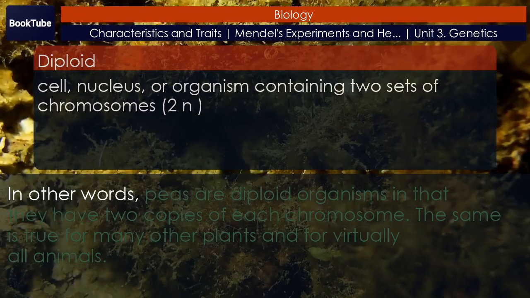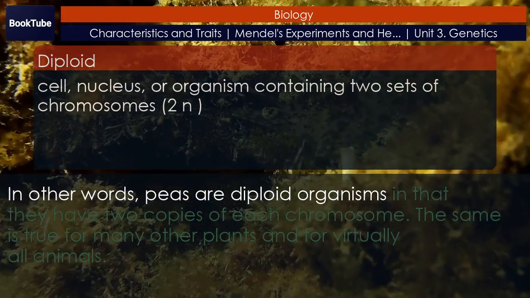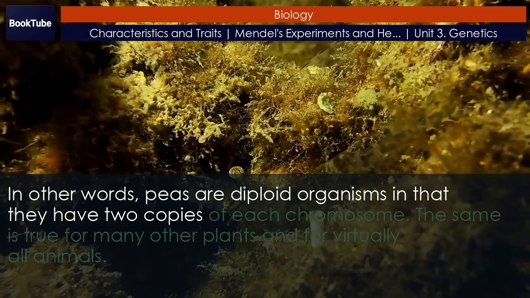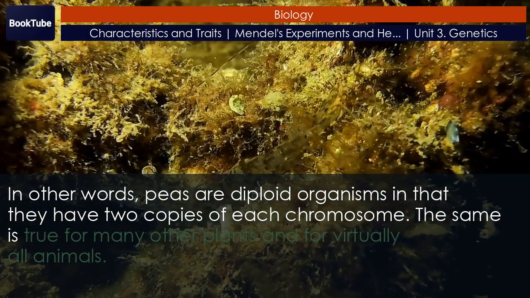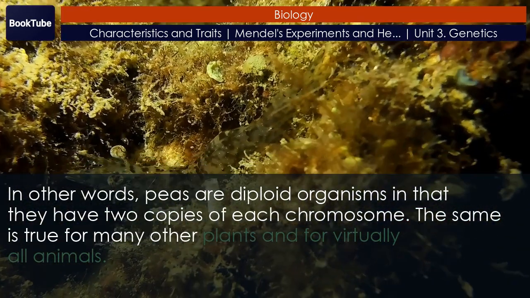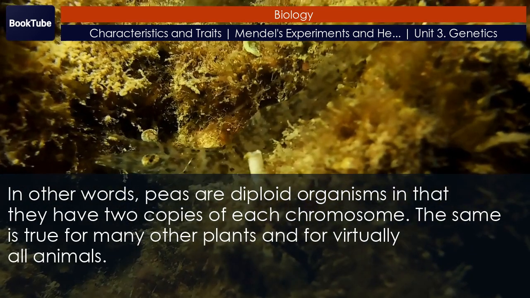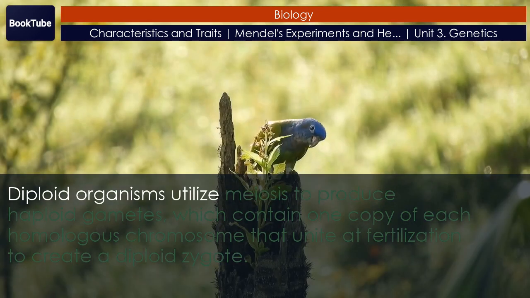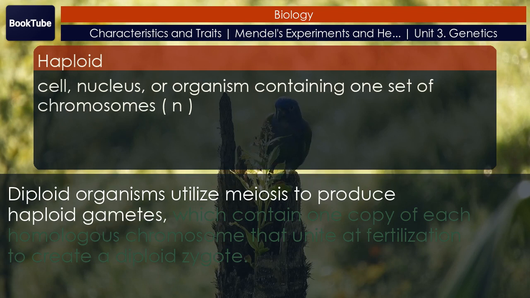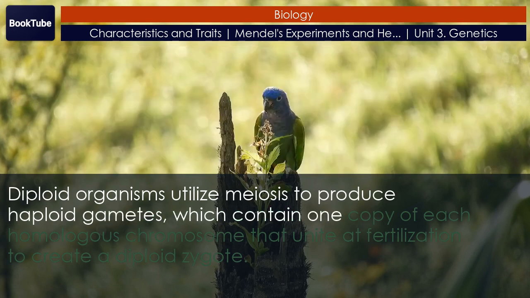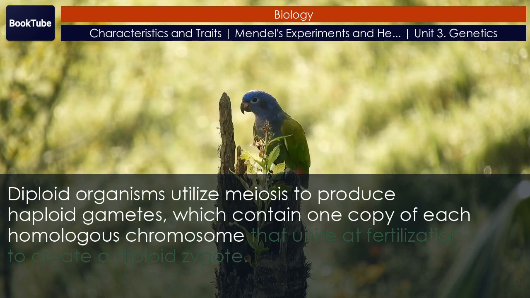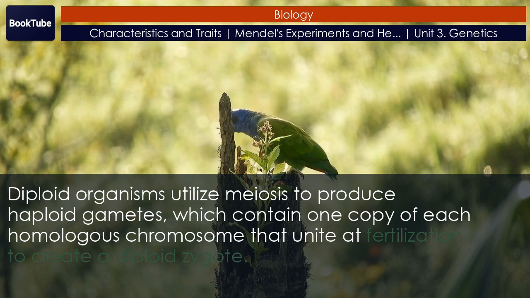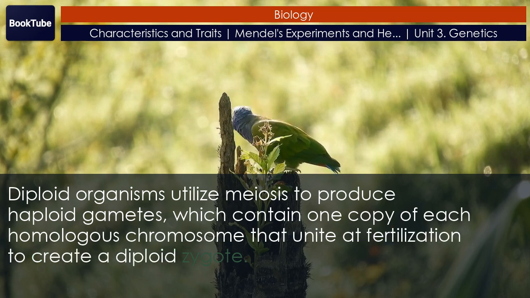In other words, peas are diploid organisms in that they have 2 copies of each chromosome. The same is true for many other plants and for virtually all animals. Diploid organisms utilize meiosis to produce haploid gametes, which contain 1 copy of each homologous chromosome that unite at fertilization to create a diploid zygote.